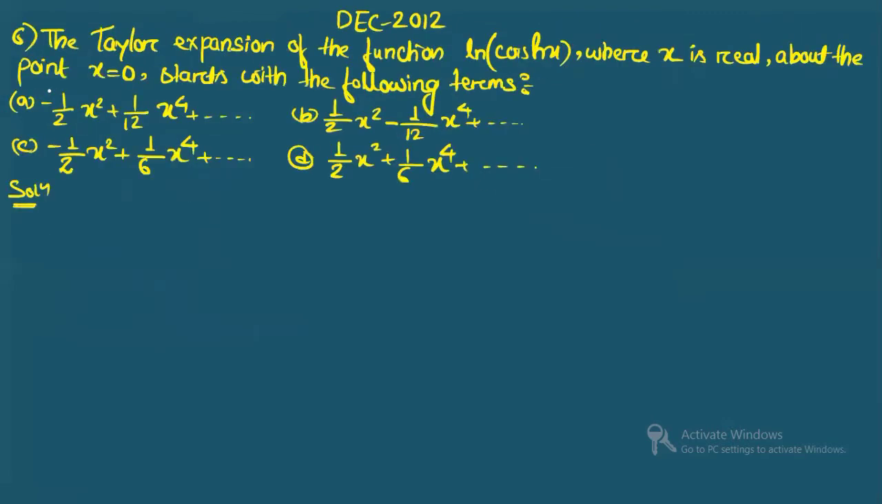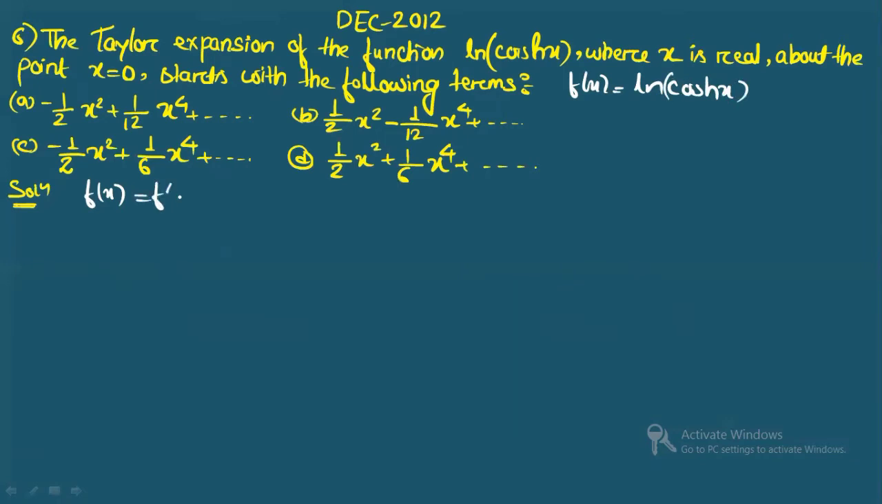Now let's see question number 6. Here it is said: the Taylor expansion of the function ln cosh x, where x is real, about the point x equals 0, starts with the following terms. If you do the Taylor series expansion about the point x equals 0, what will be the first few terms? So first you will write the Taylor series of the function. I'm taking f(x) equals ln cosh x.